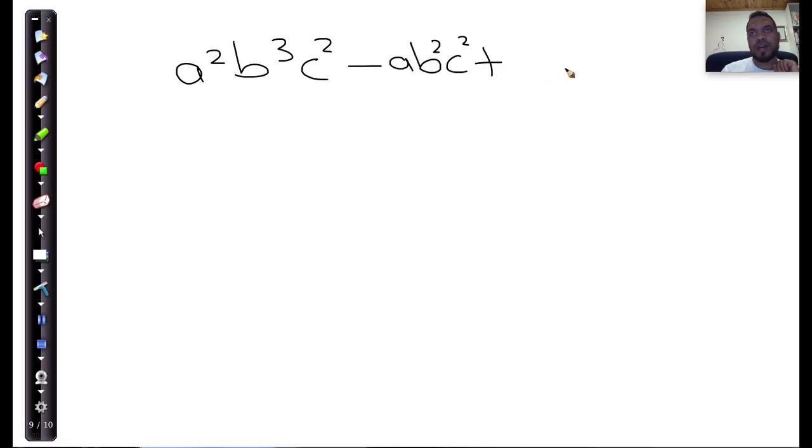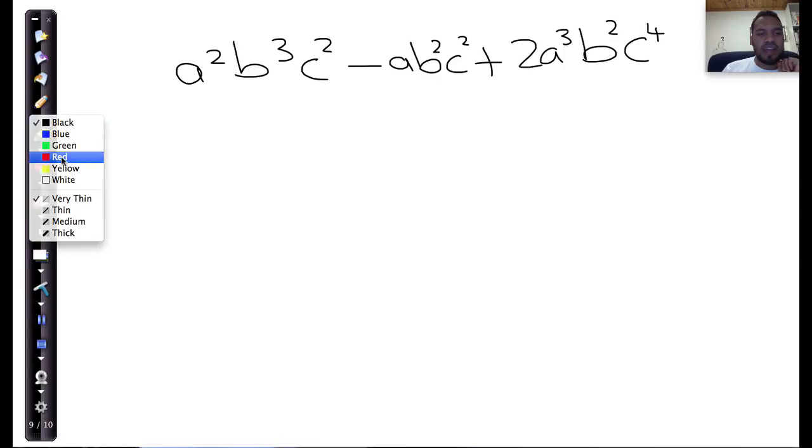This is a squared b cubed c squared minus ab squared c squared plus 2a cubed b squared and c to the power 4. Now, we have to look at the highest common factor here.